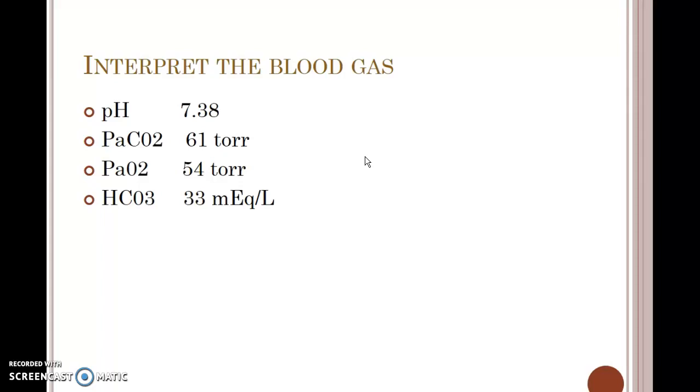The next blood gas, a pH of 7.38, a PaCO2 of 61 torr, a PaO2 of 54 torr, and a bicarb of 33 milliequivalents per liter. So interpret this blood gas.